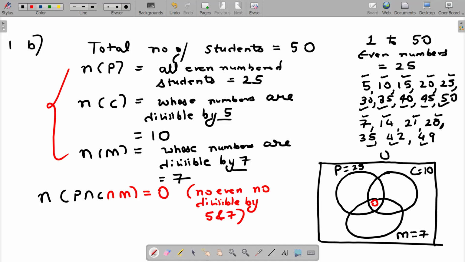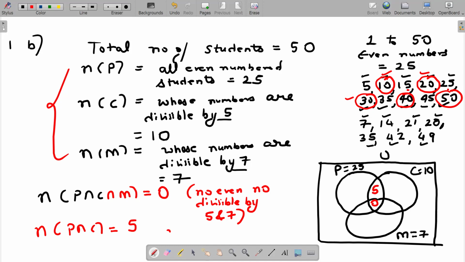Now, what are the number of students who opt for physics and chemistry? That means even number and divisible by 5. So this is an even number divisible by 5, even number divisible by 5, and so on. How many are there? 1, 2, 3, 4, 5. That means this is 5. So I can write this is 5.